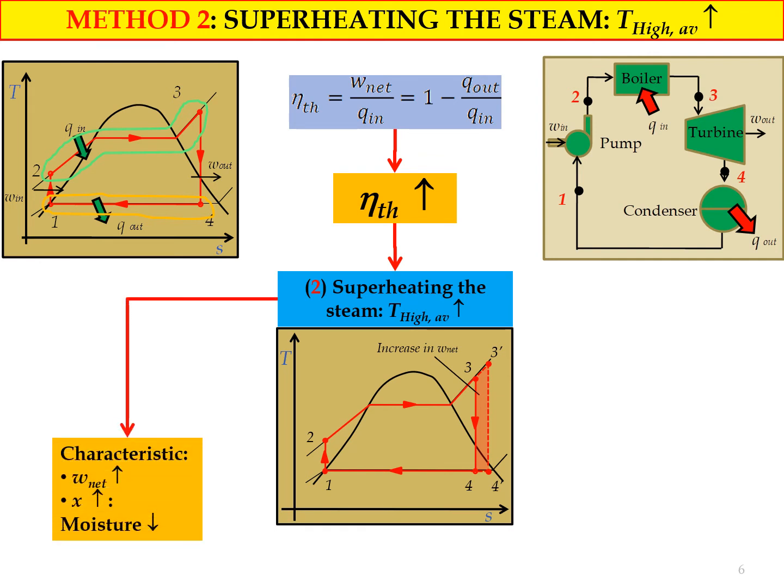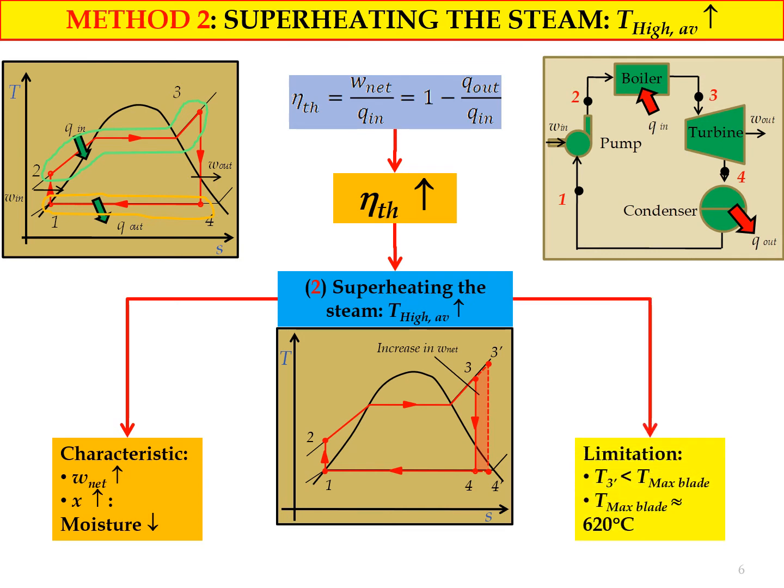so we can increase the work net. So the characteristic is the work net will be increased, and the moisture content also will be decreased, and the X, which is the vapor content, also will be increased. However, we have a limitation to this process because 3 prime should be smaller than the maximum temperature that the blade can handle. And nowadays, the maximum temperature that the blade can handle is 620 degrees Celsius. So if let's say we put an even higher temperature than that, it will damage, or it will melt the turbine blade.